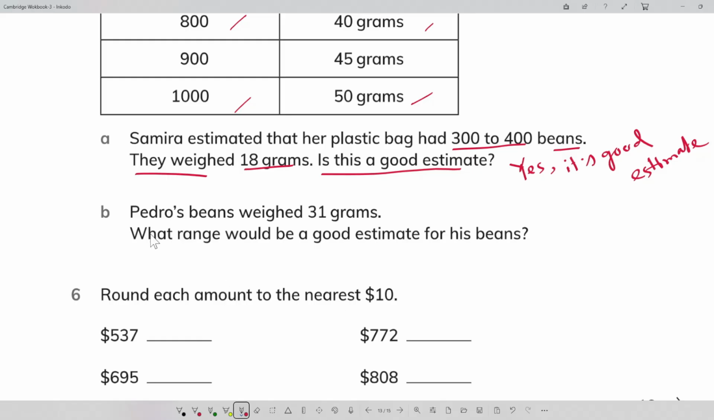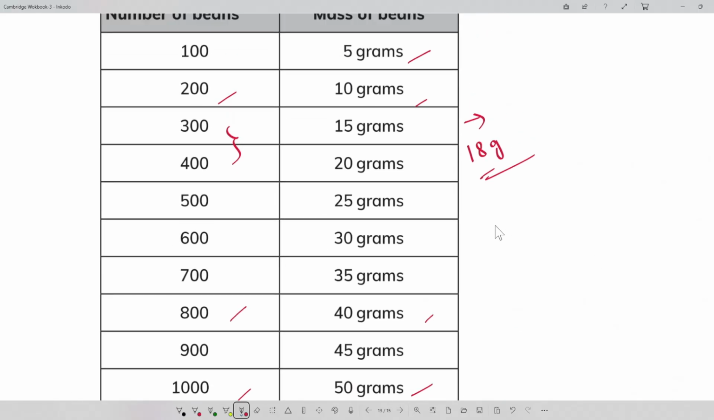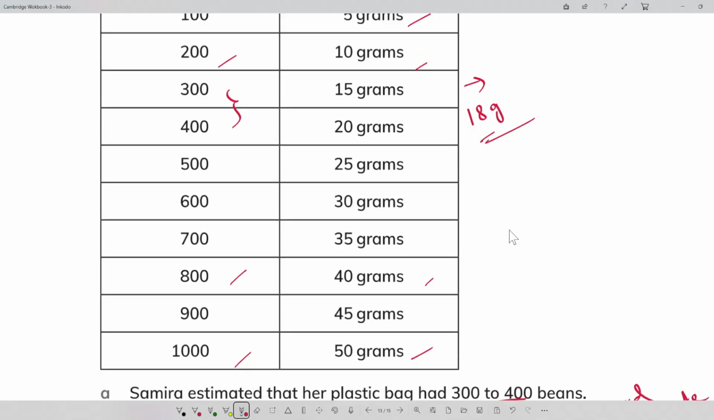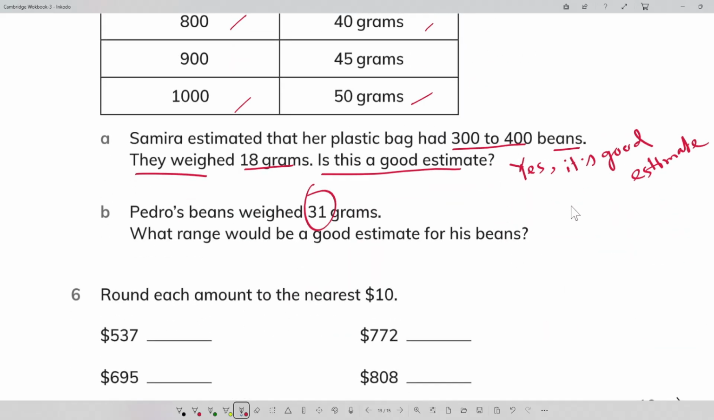Okay, Pedro's beans weigh 31 grams. What range would be a good estimate for his beans? 31. So let's think, here is 30 and 30 is 600 and 35 is 700. So his estimate of 600 to 700 is a good choice, right? Or you can say 600 to 700, or we can say 600 to 650. It's an estimate of the beans.